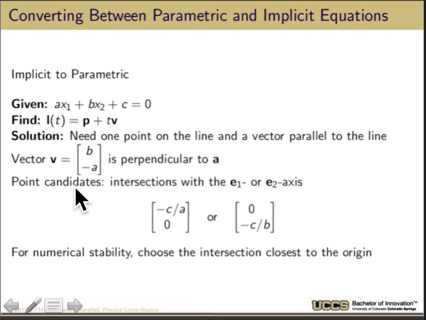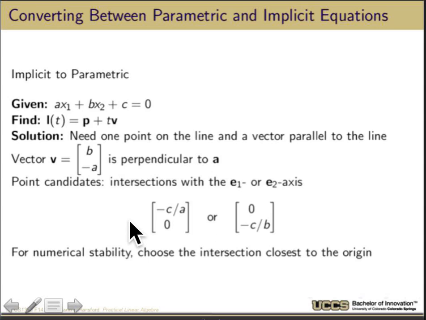So for candidates for the points we want, we can consider the intersection with either the E1 axis or the E2 axis. There are two points that could do this, minus c divided by a or minus c divided by b. We can't necessarily decide a priori looking at it which of these is going to be better. What problem might we run into? Why might one of these not exist? Well, if the implicit line is parallel to, say, the E2 axis, then b will be 0, and I'll have minus c divided by 0, which is a nonsensical term, so we can't use this all the time.